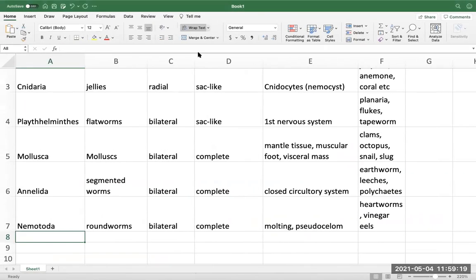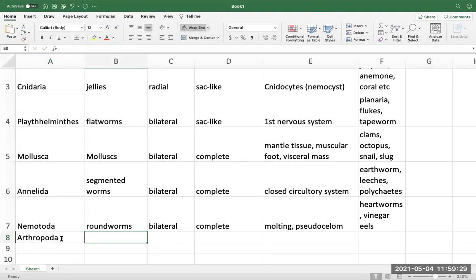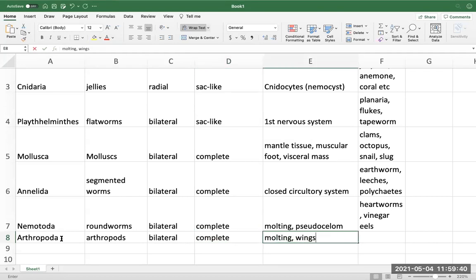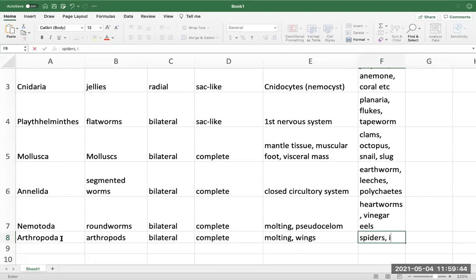Let me fill in the table for this. I'm just going to say arthropods here. Bilateral, complete, molting, and wings. And the examples are spiders, insects, horseshoe crab.